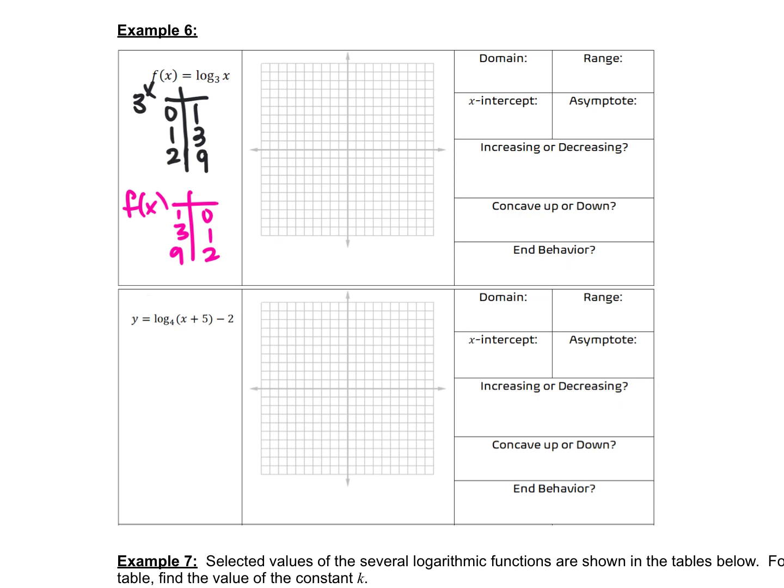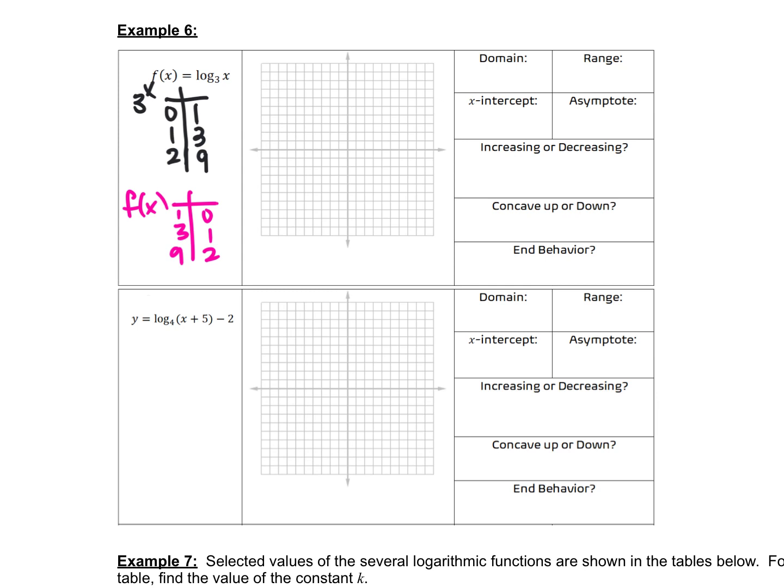Did I translate that logarithm anywhere? No. Okay, there's no parentheses, there's no dilation in the front, there's nothing added or subtracted. I start with the base as a base. So my exponential function is 3 to the x. I pick some x's, plug them in to get my y's. For my inverse, which is my log function, I just switch them. Okay, so now let's graph those points.